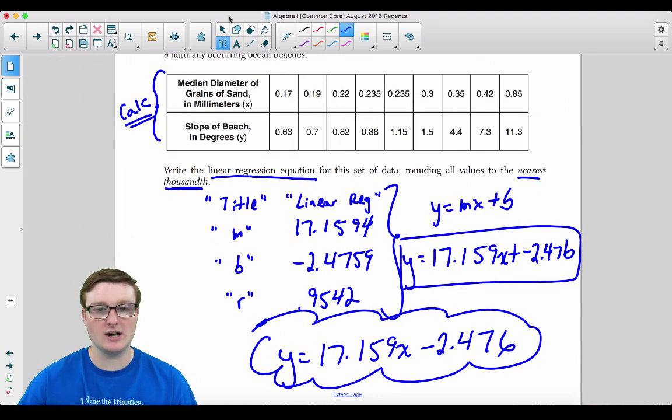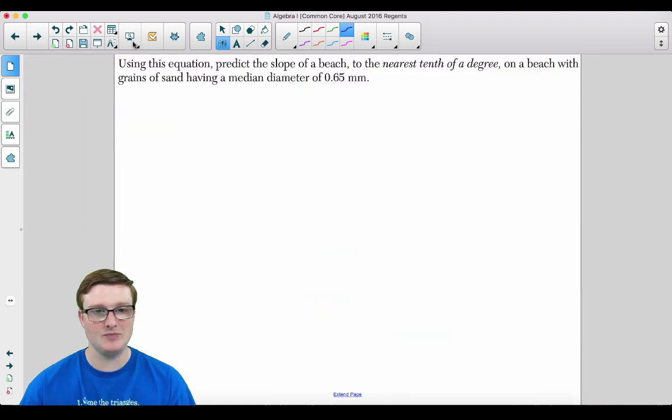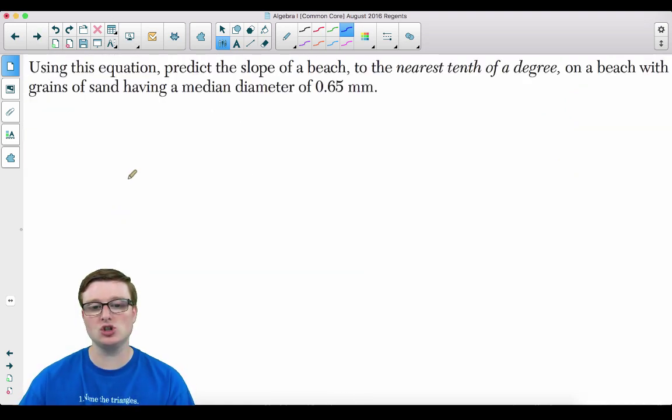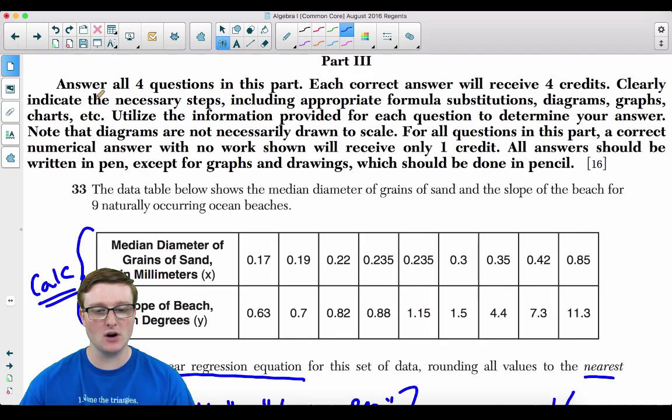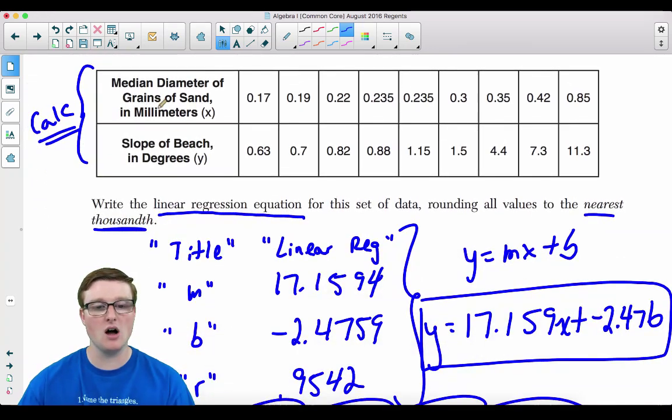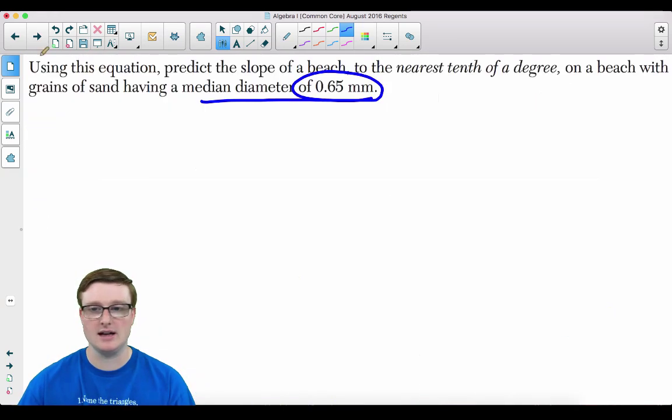And the follow-up question states, using this equation, predict the slope of a beach to the nearest tenth of a degree on a beach with the grains of sand having a median diameter of 0.65 millimeters. So all you need to do, this function here is a function of the slope of a beach. And it's saying, predict the slope of the beach.